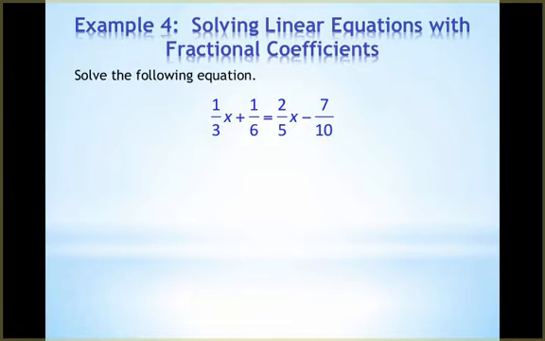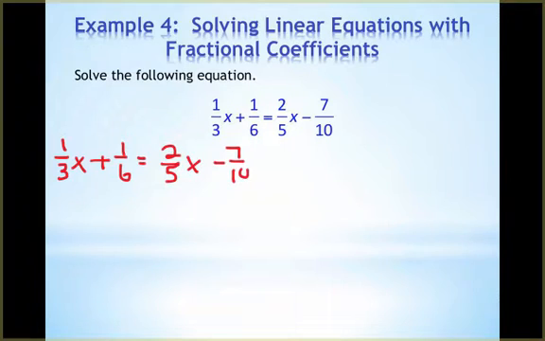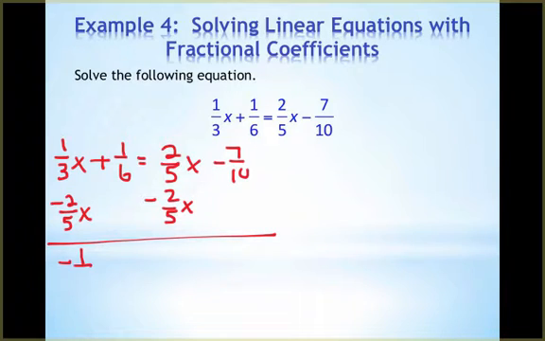Again, we have a similar equation, but this time we have fractions to deal with. I'm actually going to show you two different ways to solve this. So let's look at the first way, which is what we've already been doing, where we will combine our variables to one side and our constants to the other. So I'm going to subtract a 2/5 x from both sides. And when I do that, 1/3 minus 2/5 will give me negative 1/15 x plus a 6th equals negative 7/10.